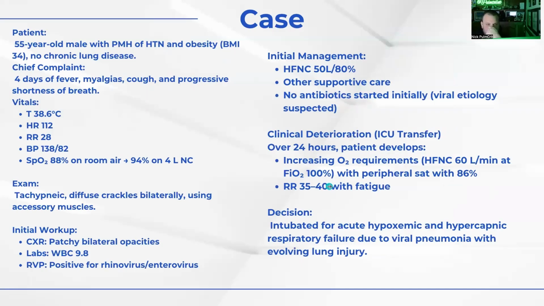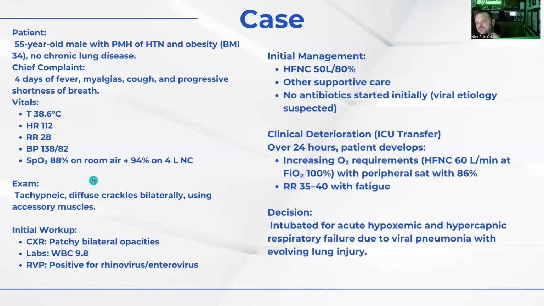So we'll start with a case. We'll see what ChatGPT got us. So, a 55-year-old male, past medical history of hypertension and obesity, unfortunately BMI 34, so probably an American, no chronic lung disease. Four days of fever, myalgia, cough, progressive shortness of breath, sort of like bread and butter stuff. Has a fever, is tachycardic, is not really tachypneic, but 28 isn't sort of normal.